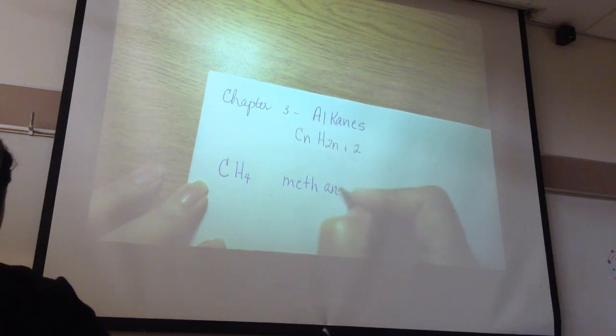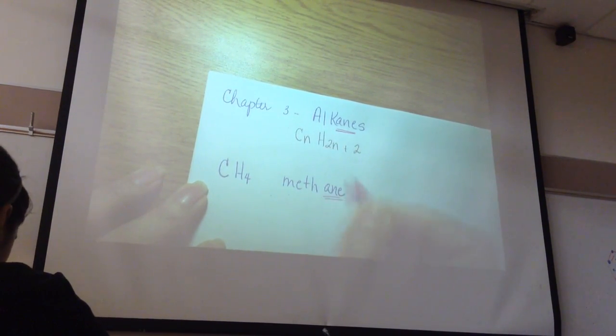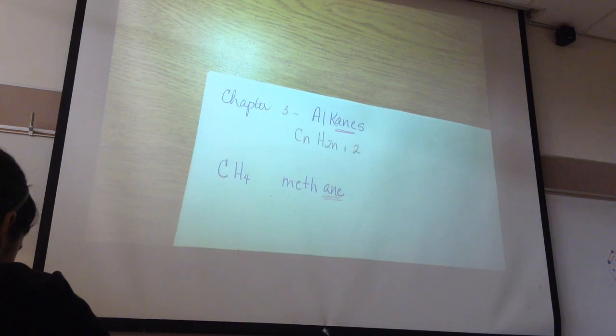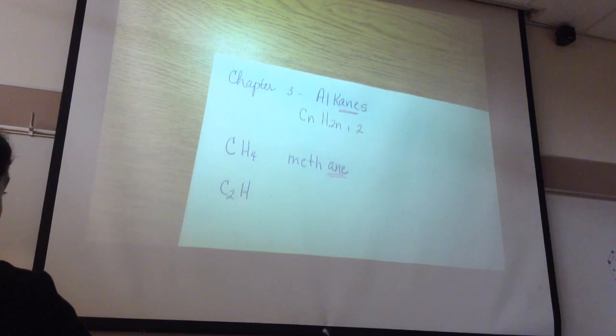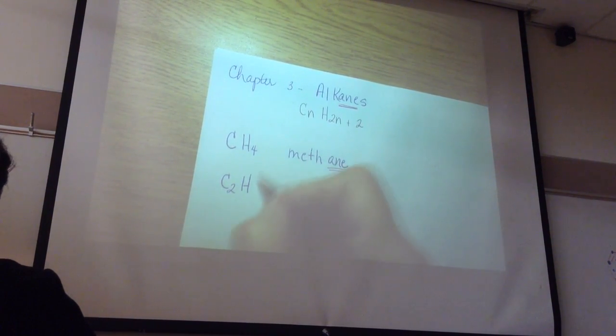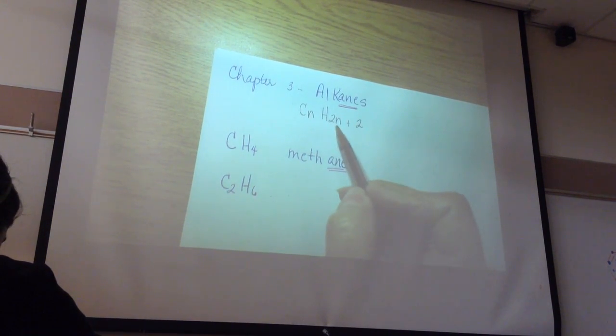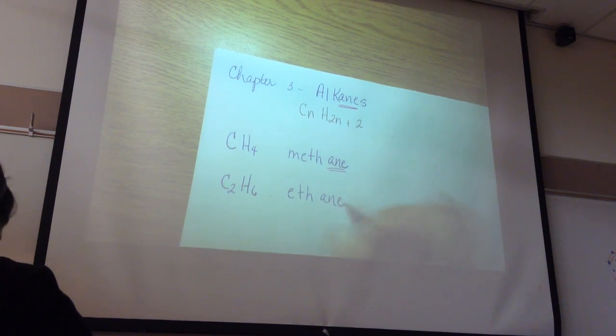methane. Take a look that all of the alkanes are going to have the same ending, A and E. They will all end in A and E. When carbon becomes 2, how many hydrogens? 6. 2 times 2 is 4, and 2 more is 6. And this is ethane. And again, the A and E ending at the end.